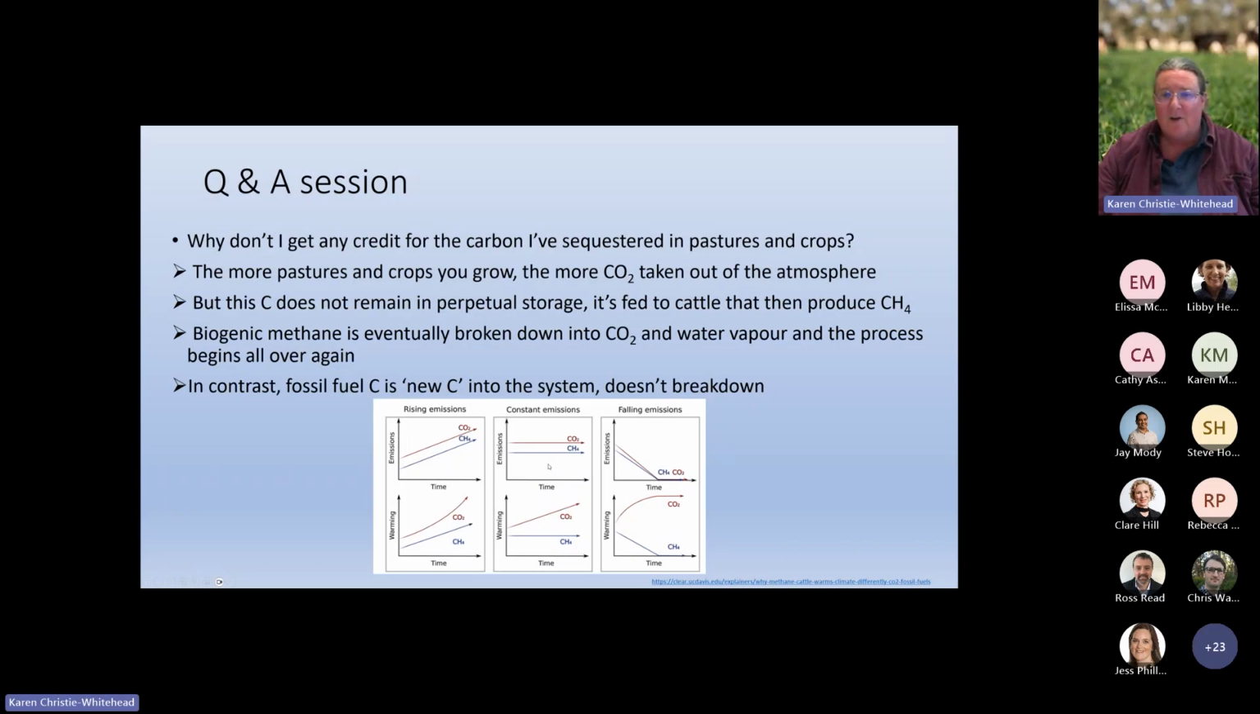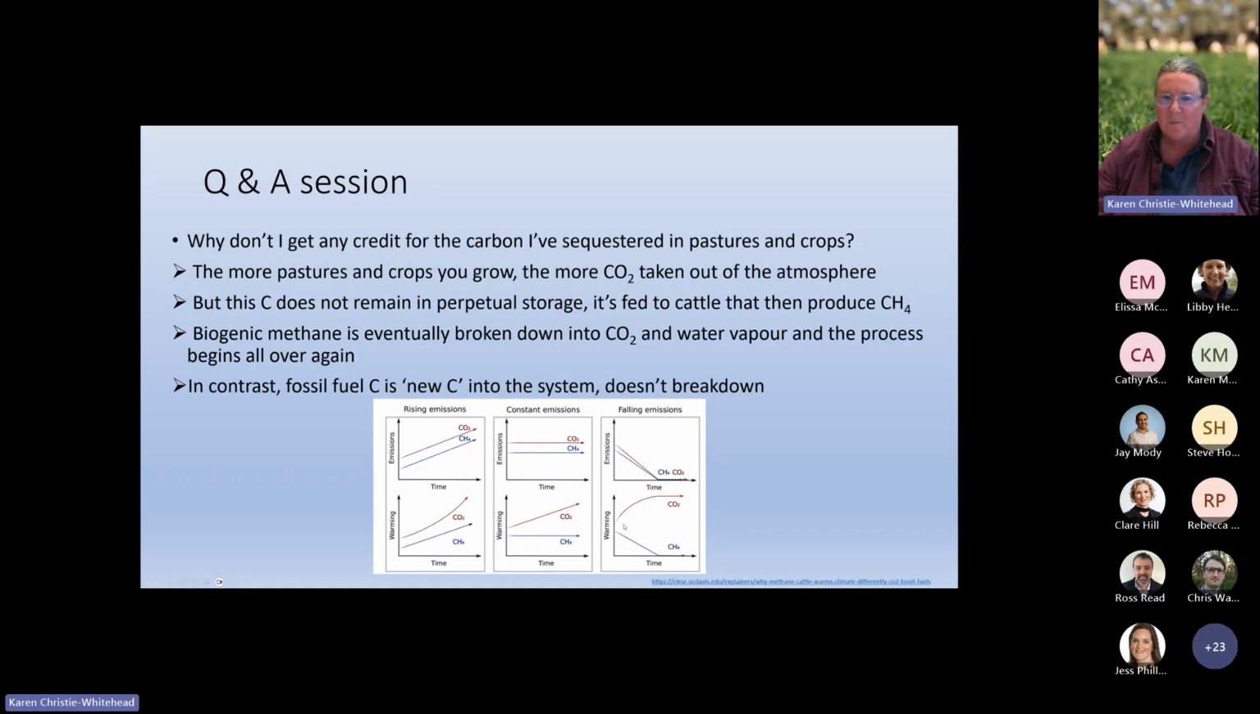If we were able to keep both constant, if methane in and methane out is constant, we're not adding any more methane to the system, we will get a flatlining of global warming from that methane, but we'll still get an increase in carbon dioxide warming because of that concept of we're adding to what was produced yesterday. What we need to be targeting is falling emissions from both sources.